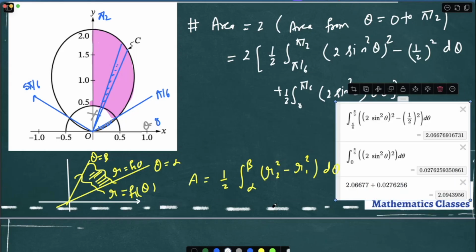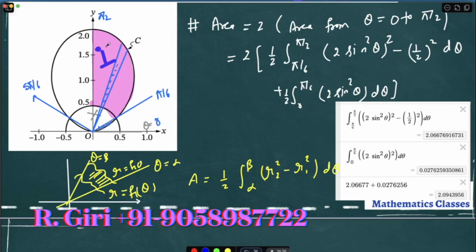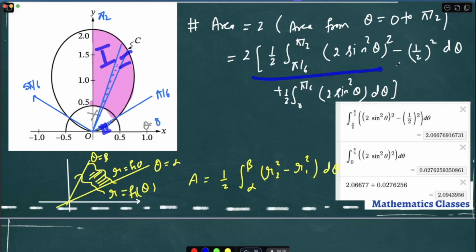Wait, why did you add them? Because the addition sign was there. See, you need to find the area. So there are two areas. The first area is going to be this one, maybe the pink one. The second one is this area. You got this area separately using the first integral, and the second integral represents this part of the area. Then you are able to get the whole area. Any doubt? No.